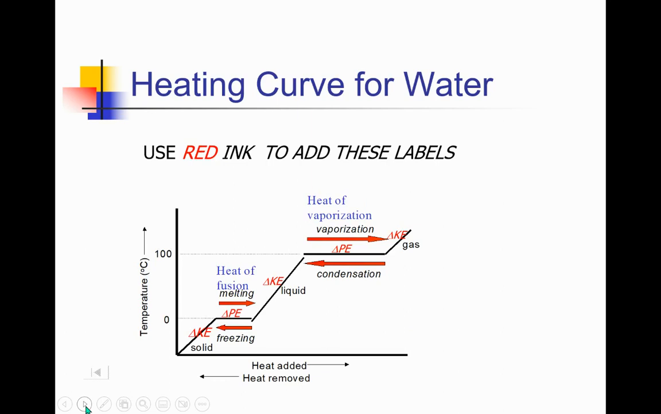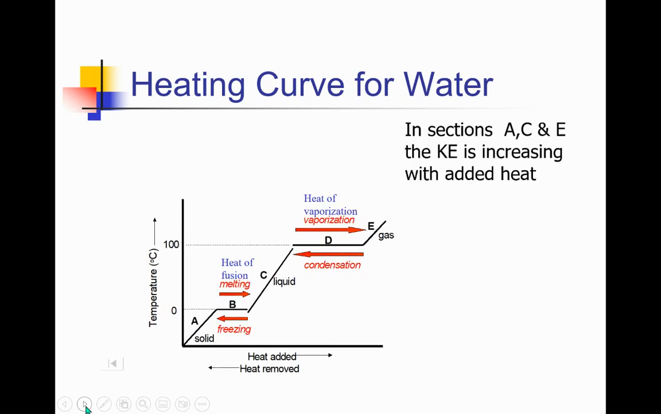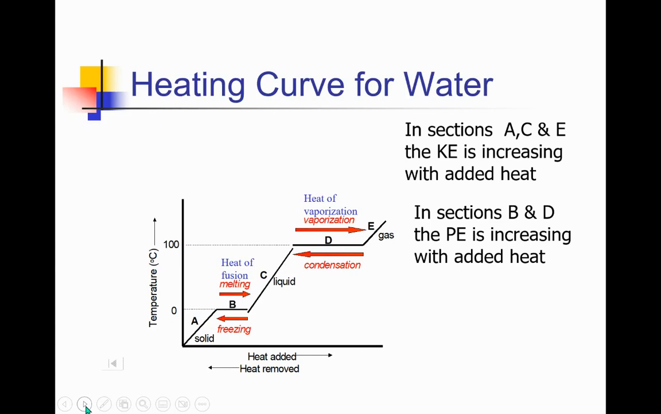So now let's add on there the sections that are slanted is ΔKE, which means change in kinetic energy or change in temperature. The flat plateau parts are change in potential energy, or position of the molecules. So on the plateau or the flat parts, we are not changing the temperature, we're changing the arrangement of the molecules, or the potential energy. So in sections A, C, and E, we're changing the kinetic energy. In sections B and D, we're changing the potential energy.